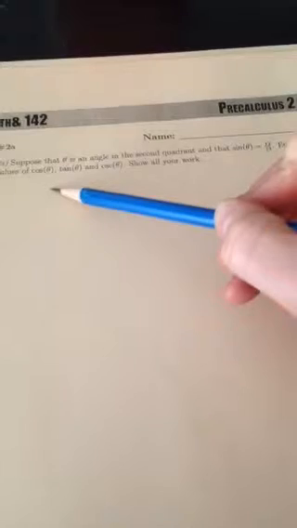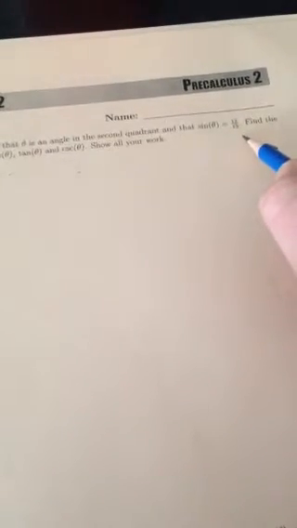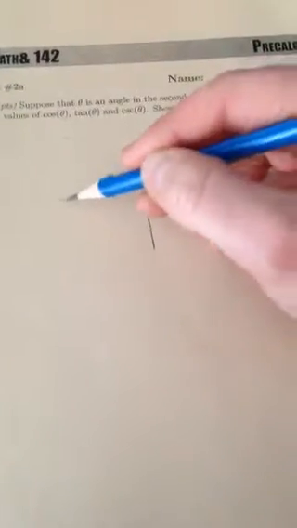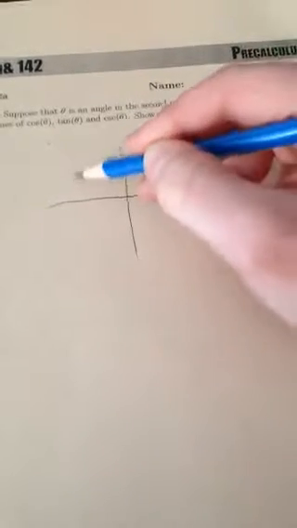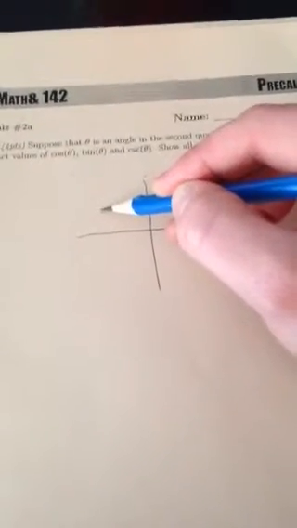All right. In this problem, you were asked to find cosine theta, tan theta, and cosecant theta, given the fact that sine theta is equal to 12 over 13. And we're working with an angle theta that is in the second quadrant. So that means we're over here. All x values are negative and all y values are positive.